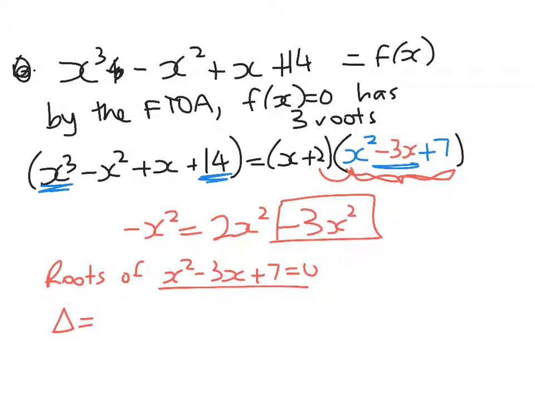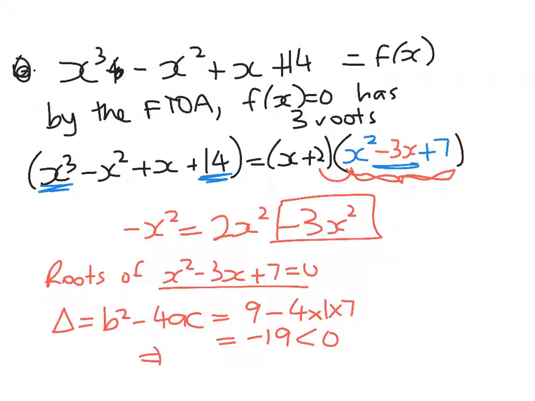So the discriminant, which is b squared minus 4ac, is the thing we need to look at. And the discriminant here is 9 minus 4 times 1 times 7, which is negative 19, which is negative, so it has no real roots. So x equals negative 2 is the only, run out of room, the only real root. There we are, the only real root.